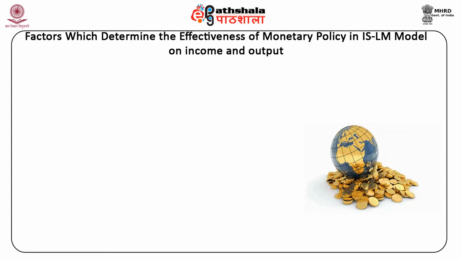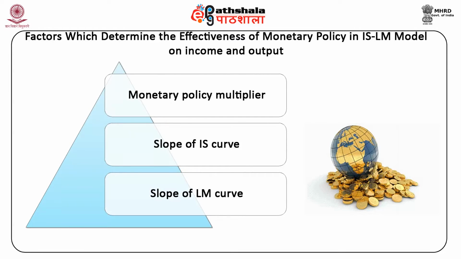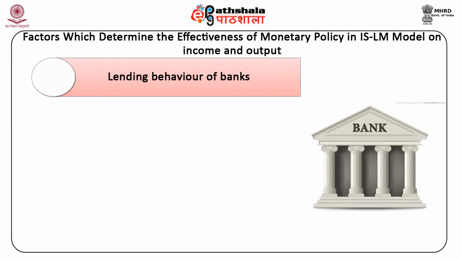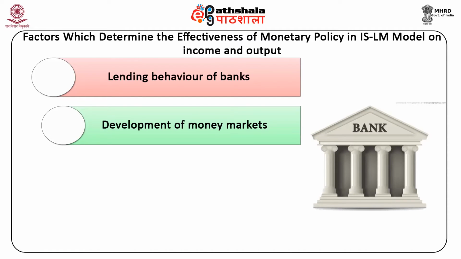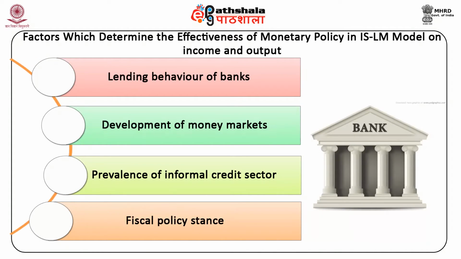There are many factors which determine how effective the monetary policy is going to be in affecting the equilibrium income and output in an economy. Some of the factors are listed below: monetary policy multiplier, slope of IS curve, slope of LM curve, lending behavior of banks, development of money markets, the prevalence of informal credit sector, and the fiscal policy stance.